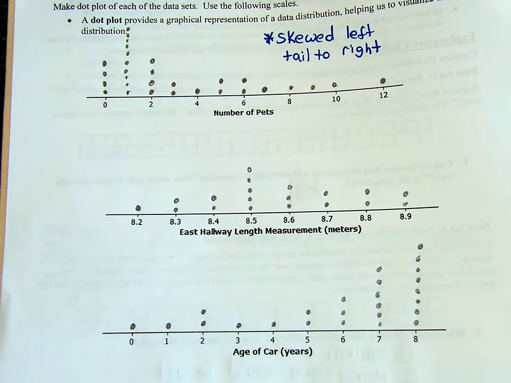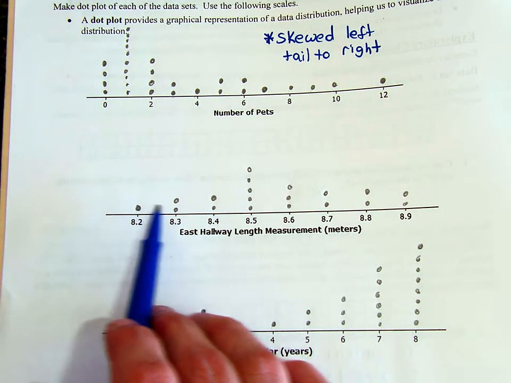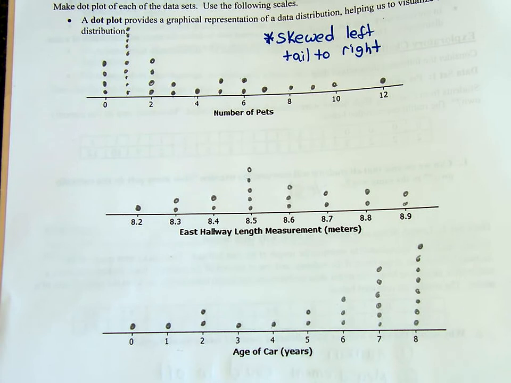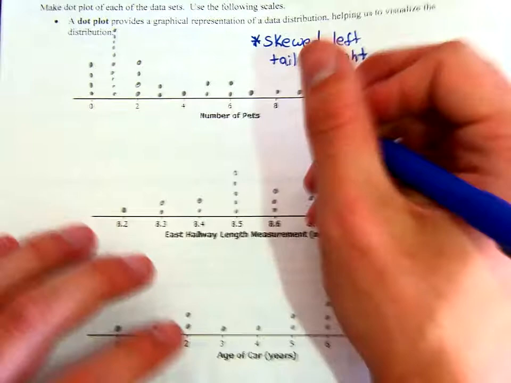Okay, and if we look at the east hallway length, it kind of follows a mound curve. If it follows a mound curve, we could say that it's nearly symmetrical.